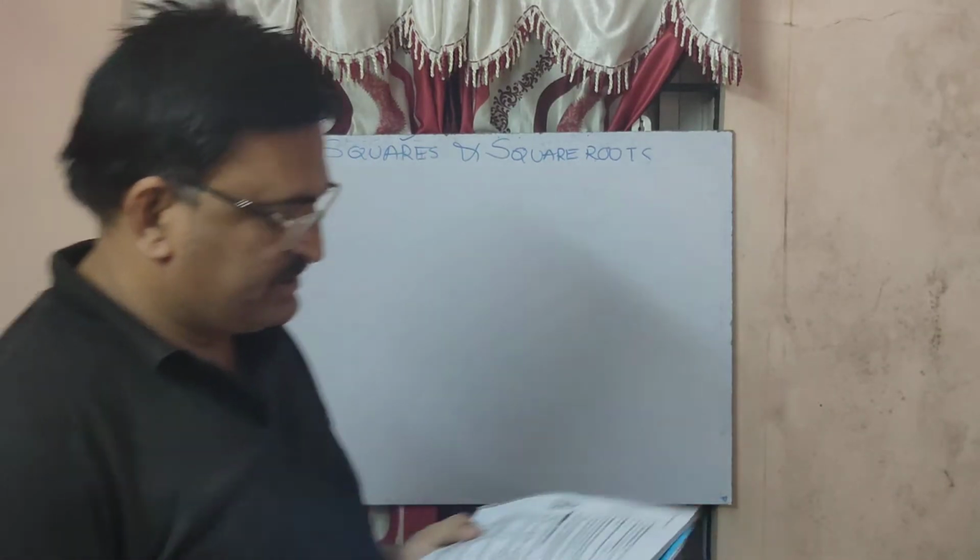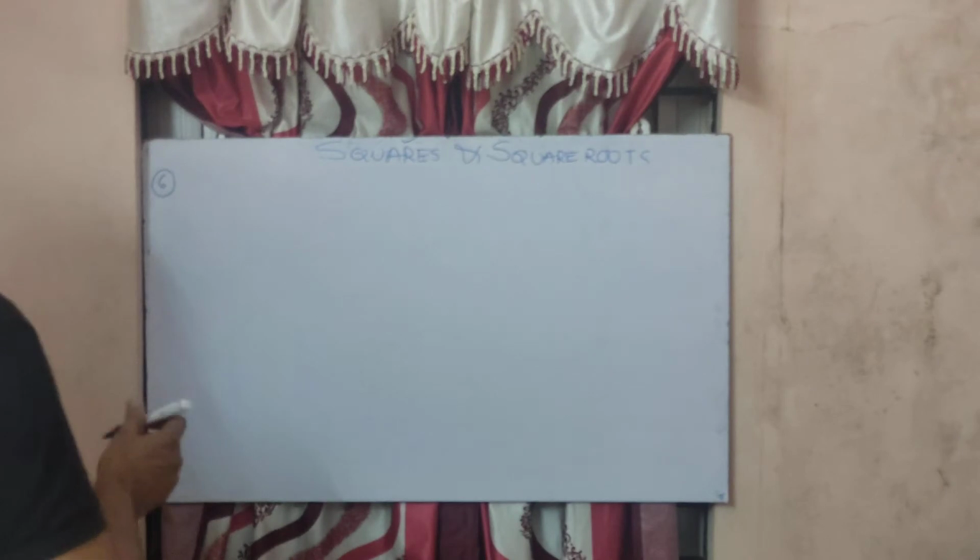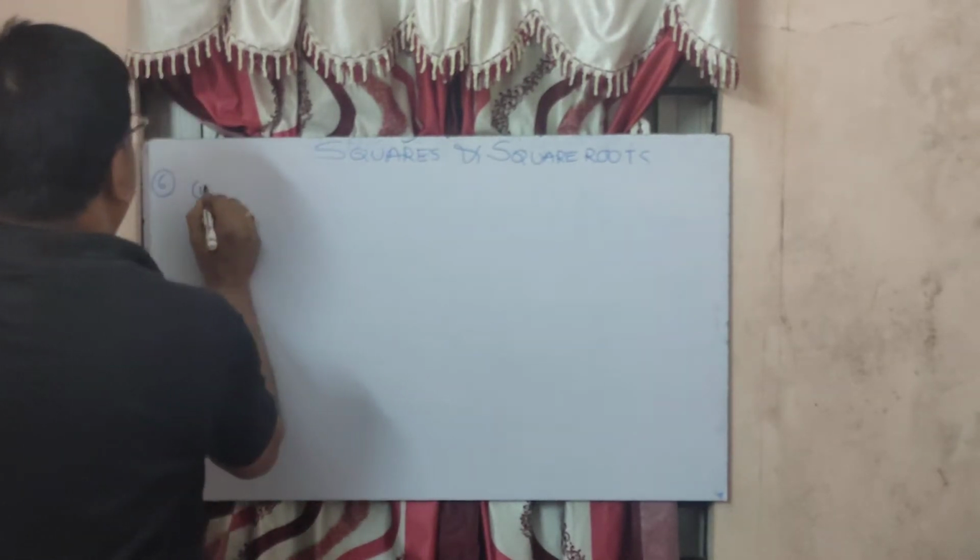So the question is, for each of the following numbers, find the smallest whole number by which it should be divided so as to get a perfect square. Also find the square root of the square number so obtained. So the first number is 252.